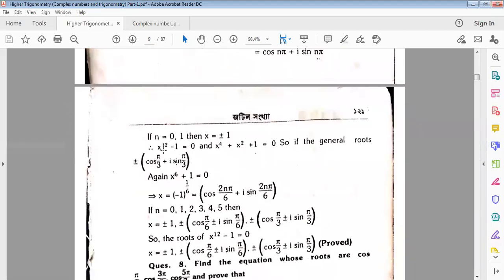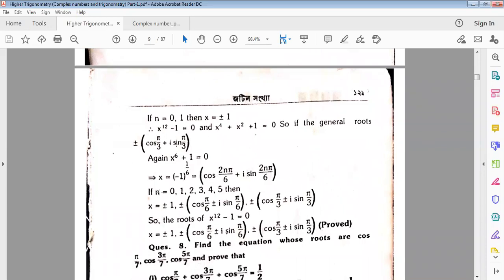Now x to the power 12 minus 1 equals 0, and this. So the general roots are plus minus this one, because this gives positive and negative also. Again, x to the power 6 plus 1 can be written as x equals (minus 1) to the power 1/6, right? Then cos 2nπ by 6 plus i sin 2nπ by 6. Now if n equals 0 to 5, then we get this one. So the roots of this equals 0 are these.